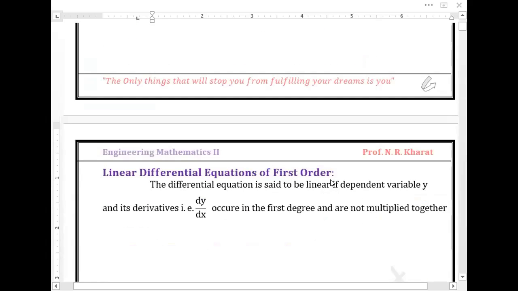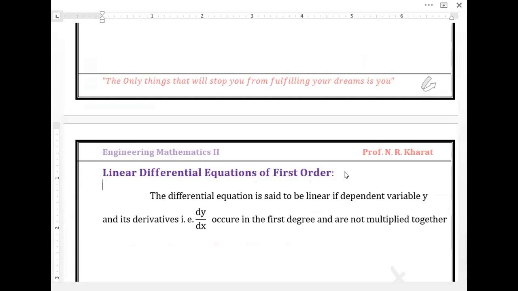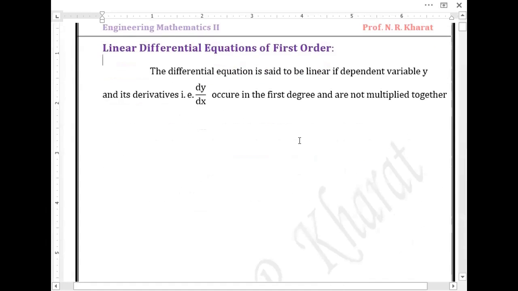So the linear differential equation of first order: a differential equation is a linear differential equation if it contains the dependent variable y and its derivative whose degree is 1. But the condition is that the product of the dependent variable and its derivative should not be present in that equation. Then it is said to be a linear differential equation.